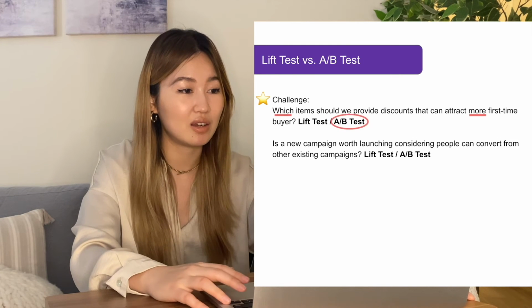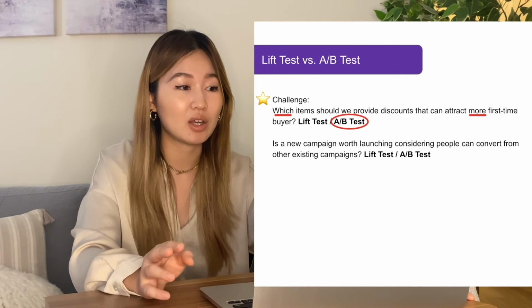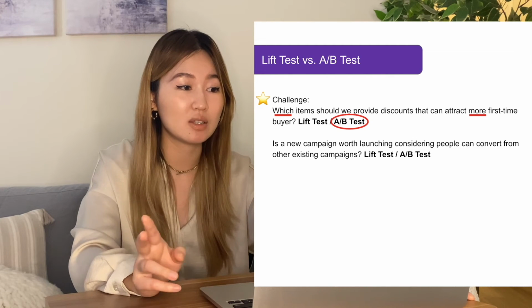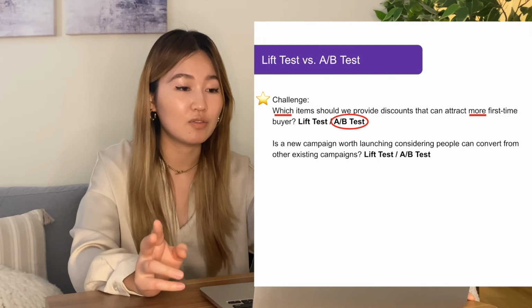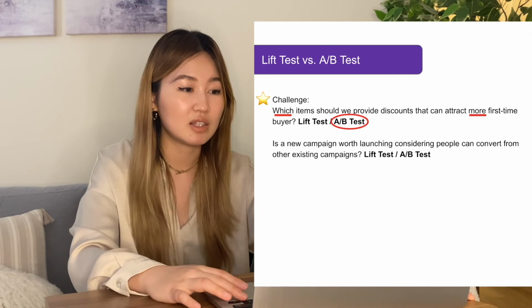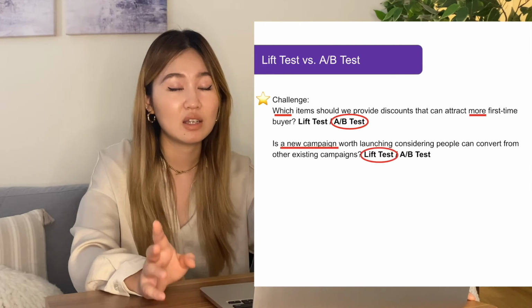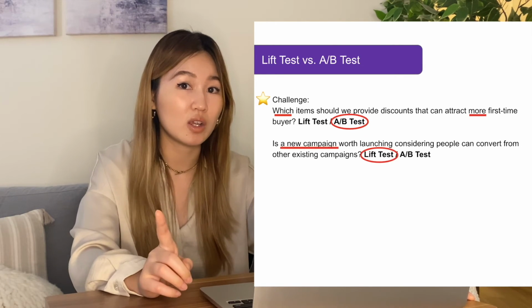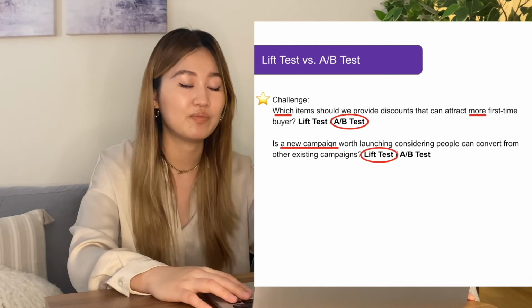So here is the answer. The first one is an A/B test because we're looking for the keyword, which means comparing between the two and figuring out which one is better. And the second is a lift test, because the keyword here is only one variation, which is a new campaign.